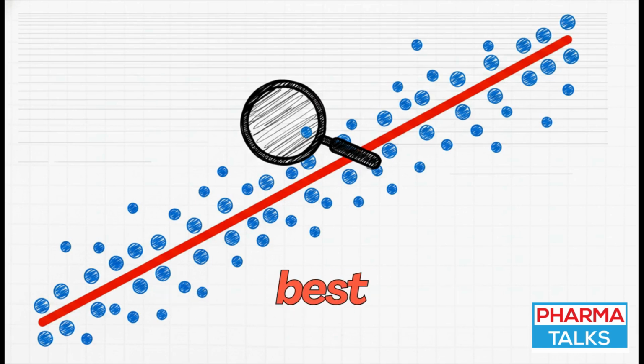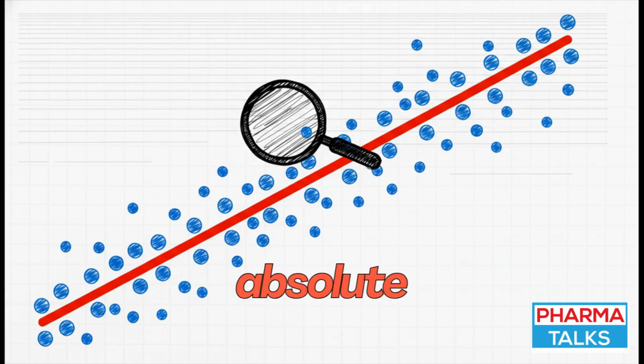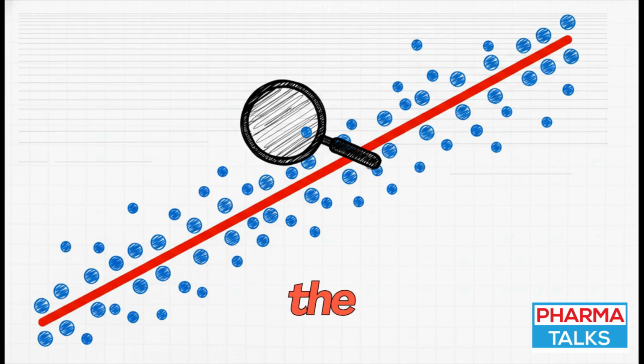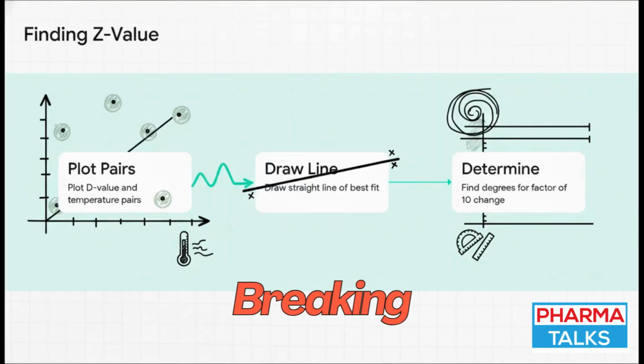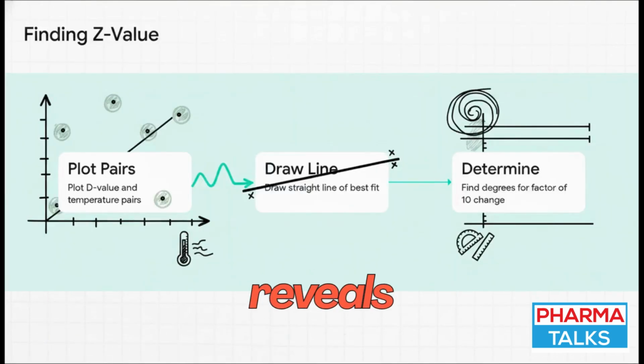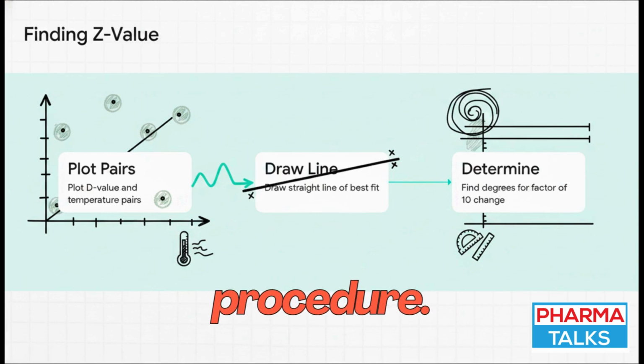Once we've drawn that line of best fit to account for those natural variations we just talked about, the math gives us our definitive answer. The absolute value of the reciprocal of the slope of this line will be our z-value. It sounds like a mouthful, but visually it's brilliant. Breaking this down into 3 simple steps reveals a highly repeatable procedure.